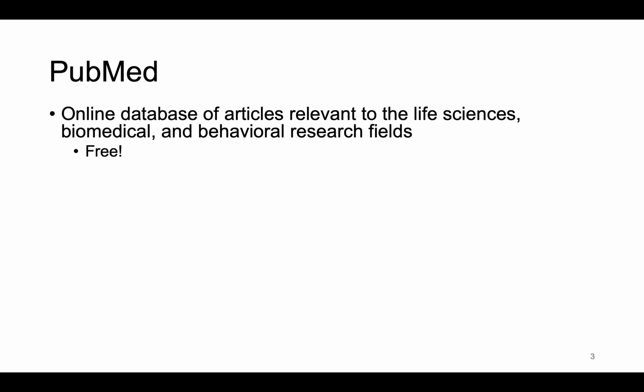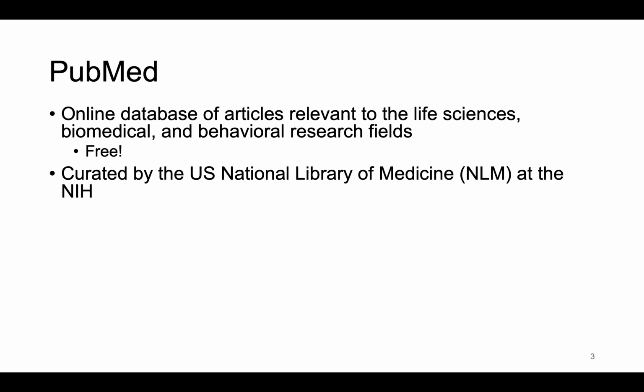And the answer is that there's a variety of different online databases that can be used. And we're going to talk about two of them here. The first is PubMed, and this is a free online database of articles relevant to the life sciences, biomedical, and behavioral research fields. PubMed posts scholarly articles that are both primary, meaning empirical research articles, or review articles that summarize multiple empirical research articles on a particular topic.